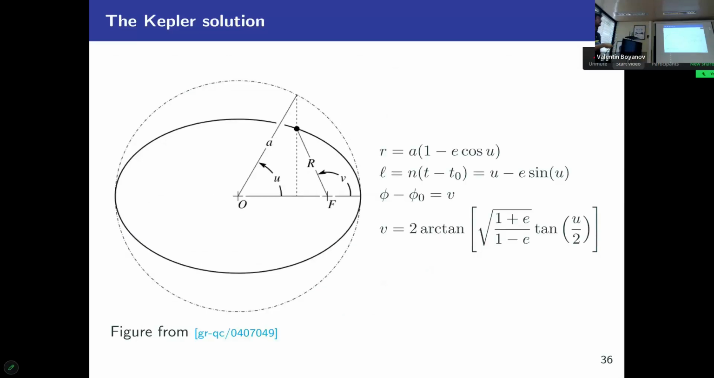Just this is a little plot. So this is your binary. This would be your eccentric anomaly. It would be defined like this, and this is your true anomaly.